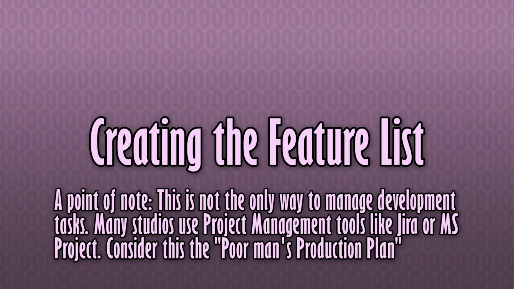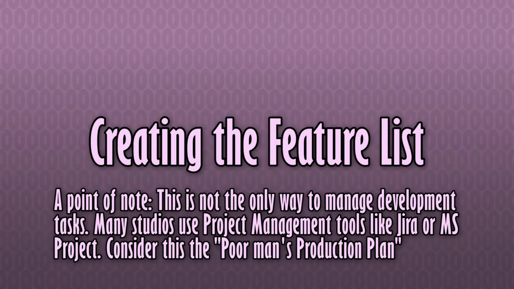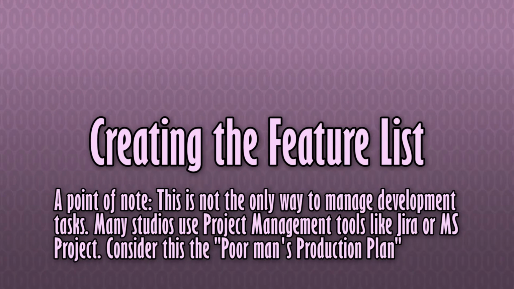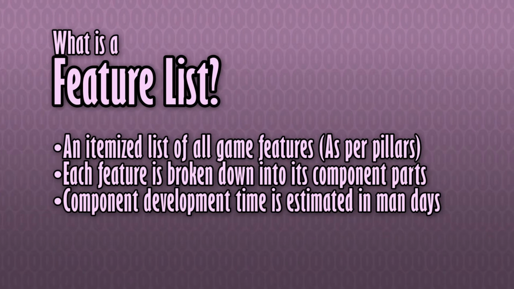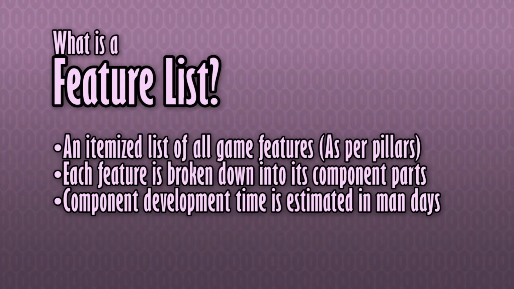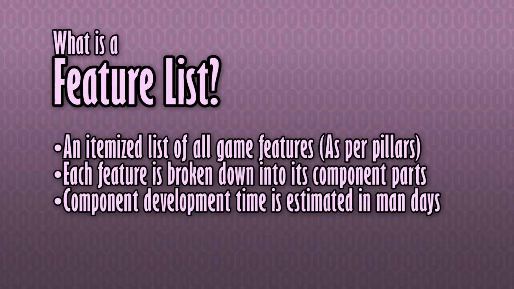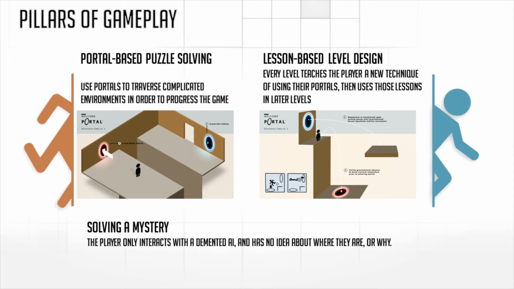The production plan usually requires that the lead designer and producer first work together, while frequently conferring with the executive team as necessary, on building a feature list. The feature list is populated in an ideal situation by breaking down the component parts necessary to fulfill the pillars as defined in the pitch. Continuing to use the iconic first-person puzzle game Portal as an example that I hope that most of my viewers are familiar with, we would take our first pillar, portal-based puzzle solving, and figure out what that would entail.